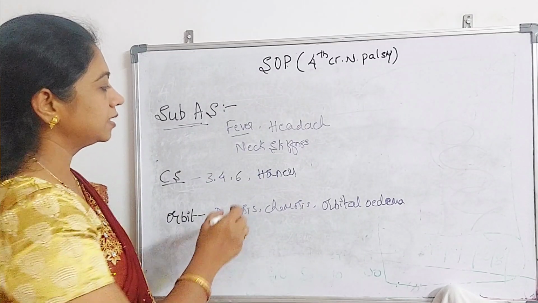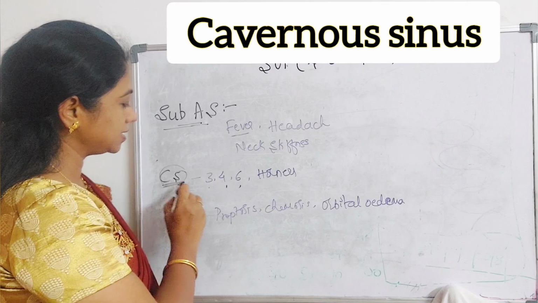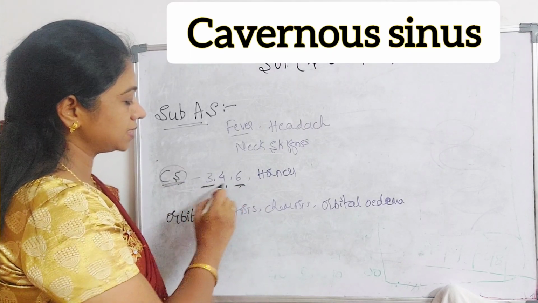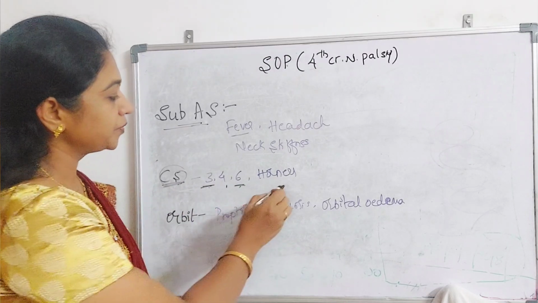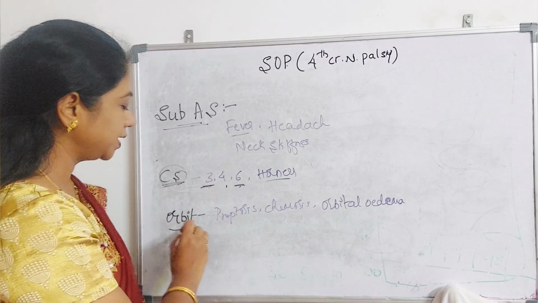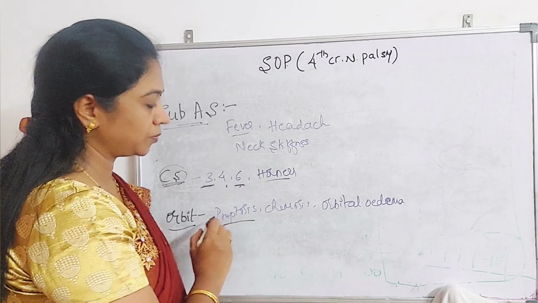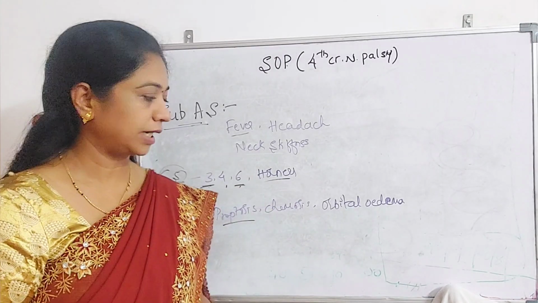And if the lesion is at the level of the subarachnoid space, the patient will have fever, headache and neck stiffness. If the lesion is at the level of the cavernous sinus, they can have third and sixth nerve palsy along with the trochlear nerve palsy. They can also have Horner syndrome. If the lesion is in the orbit, then the patient will have proptosis, chemosis and even orbital edema.